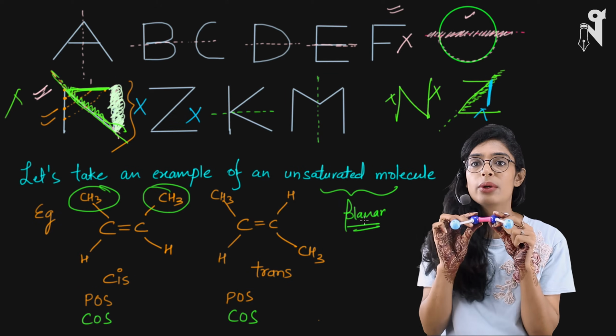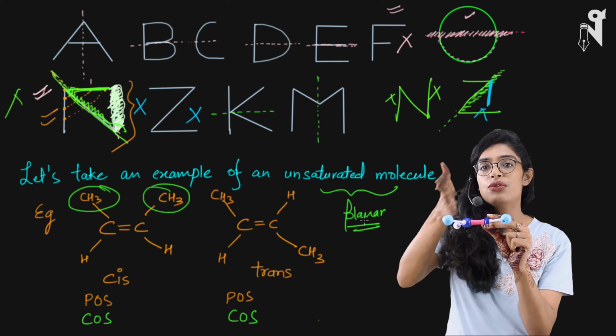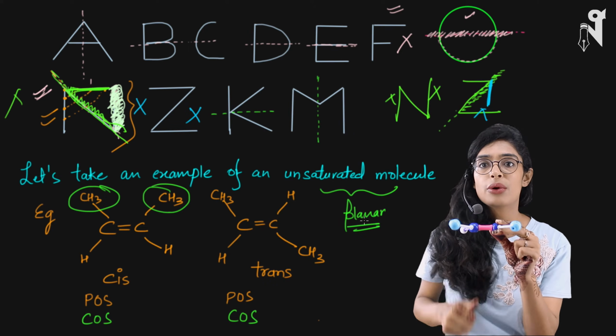Now tell me whether this possesses a plane of symmetry or not. Yes, it does. If I cut it through this, won't this form the mirror image? I mean, the two equal halves are mirror images of each other.